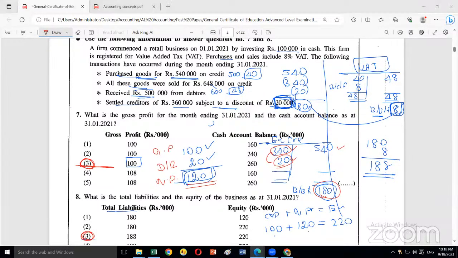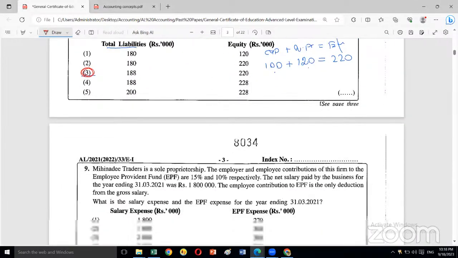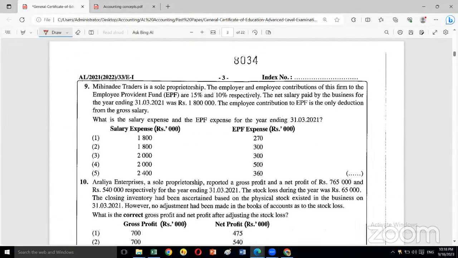So now we are going to do the next part. Question number 9. Baba, I asked you all to do up to 9. Yeah. Okay.